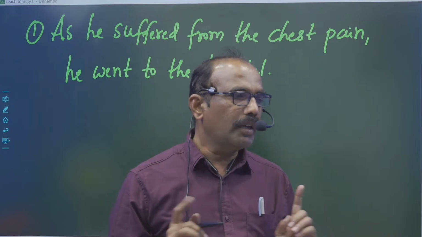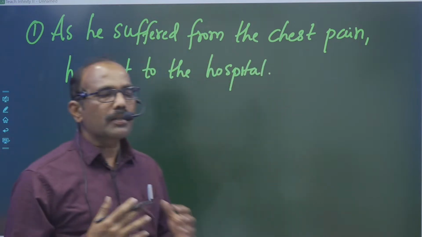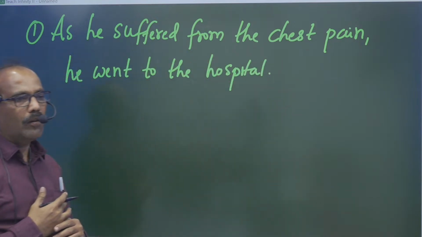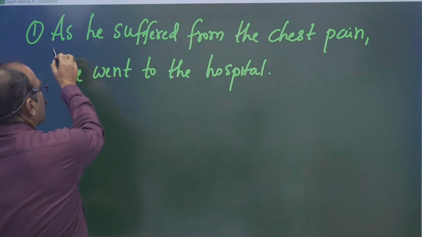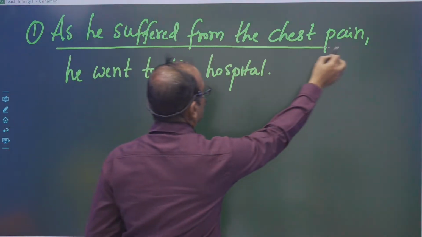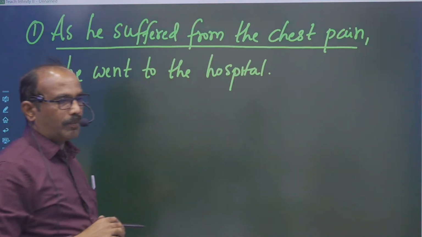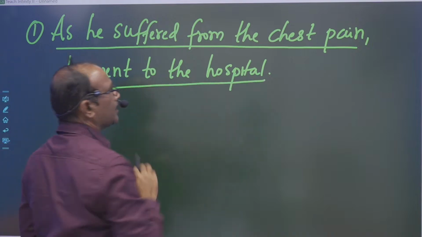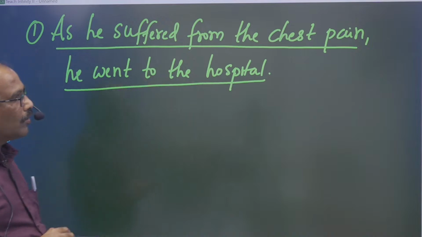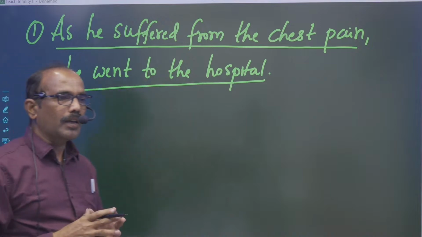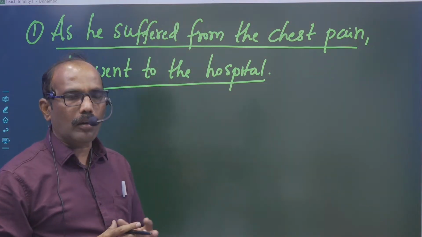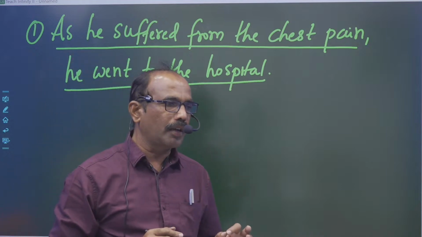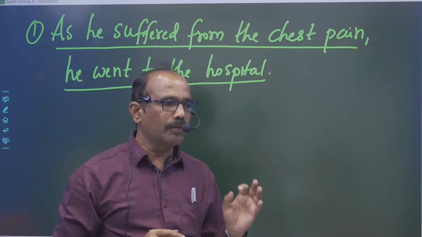The sentence has two parts. The first part is as he suffered from the chest pain. And the next part is he went to the hospital. This is another part. So now, a part of a sentence, as told earlier, what do you mean by clause? A clause is a part of a sentence which has a finite verb with it.